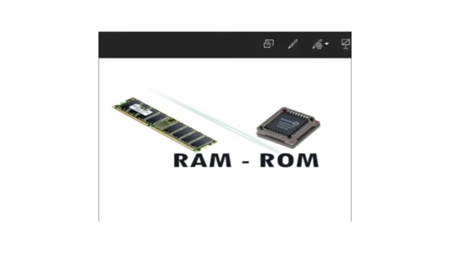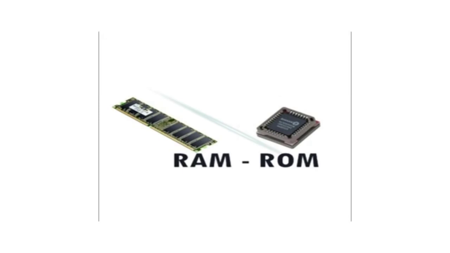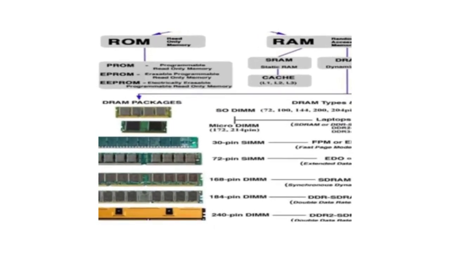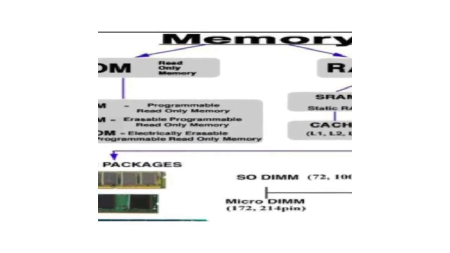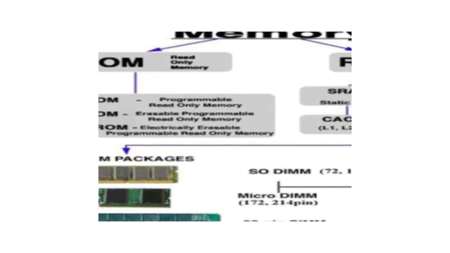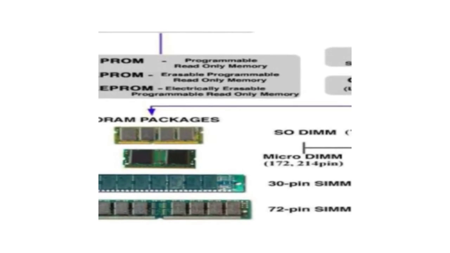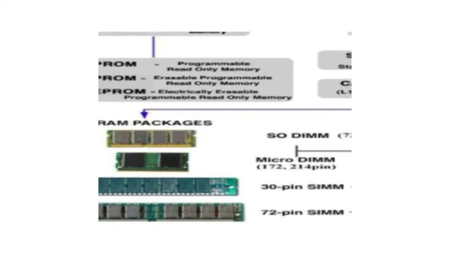You can see here the picture of RAM and ROM. Now you can see here the memory divided into RAM and ROM. Primary memory is divided into RAM and ROM. Here the ROM full forms are given. PROM, that is programmable read only memory. EPROM, erasable programmable read only memory. EEPROM, electrically erasable programmable read only memory.